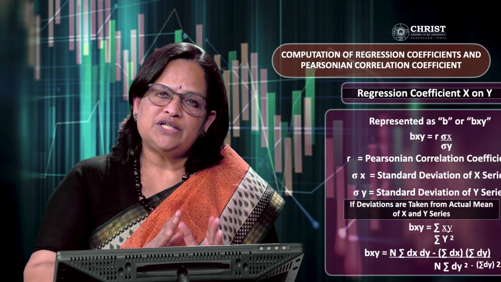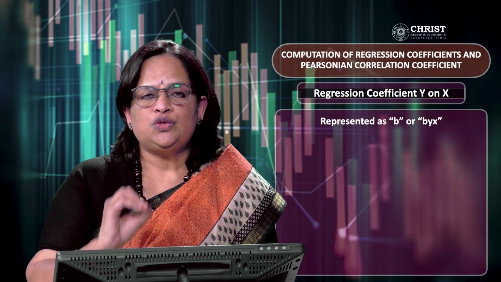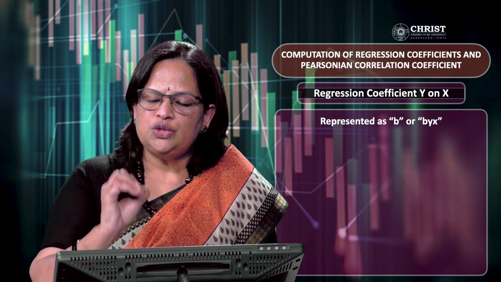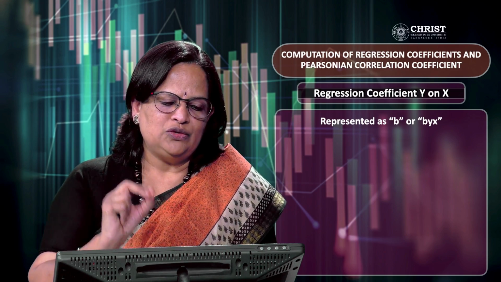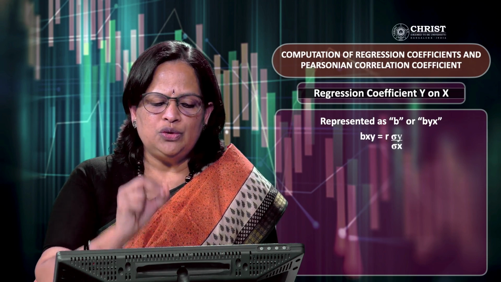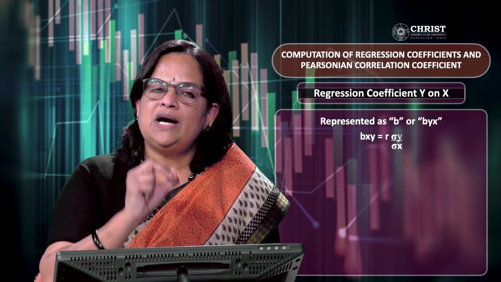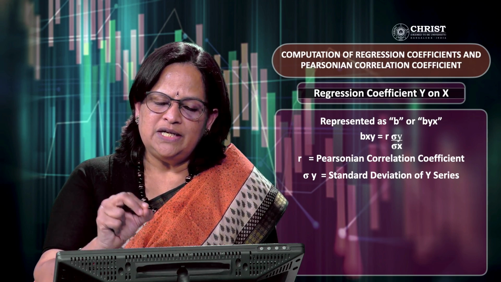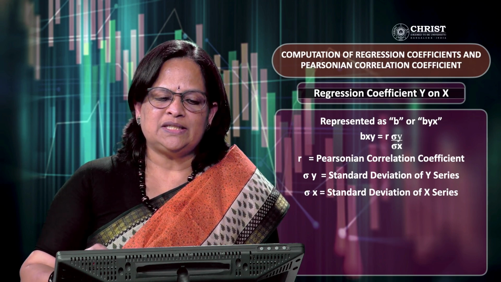Now the regression coefficient y on x, it's represented as b or byx. What is its use? It measures the change in y corresponding to the unit change in x. So we can use this for predicting the values. So byx is equal to r into sigma y divided by sigma x. We know that r is the Pearsonian correlation coefficient. Sigma y is the standard deviation of y series. Sigma x is the standard deviation of x series.